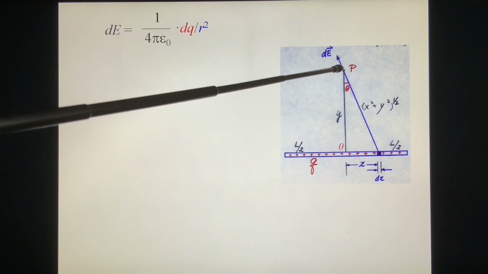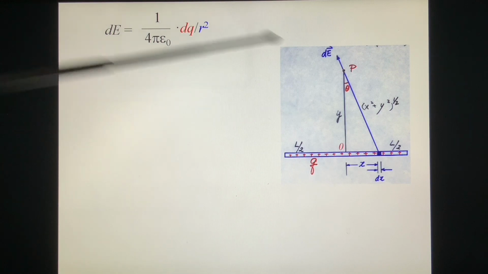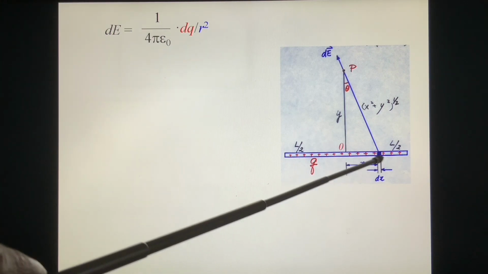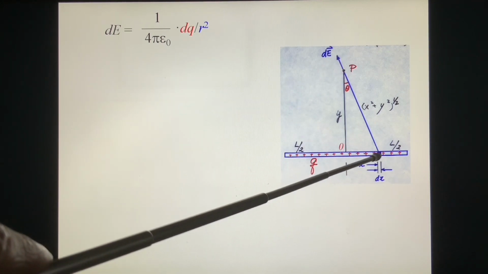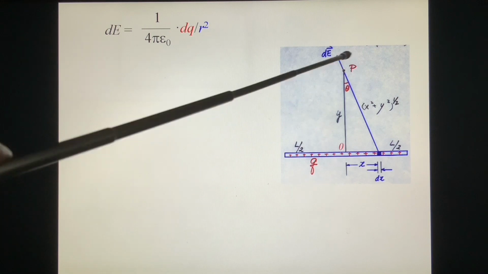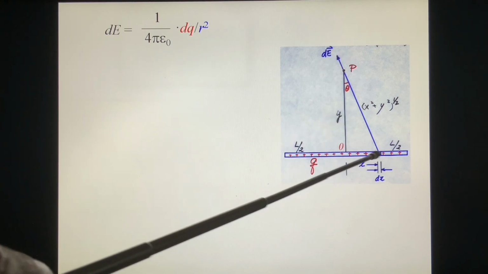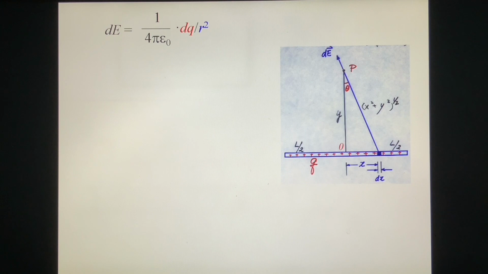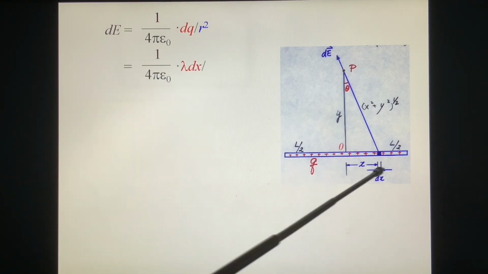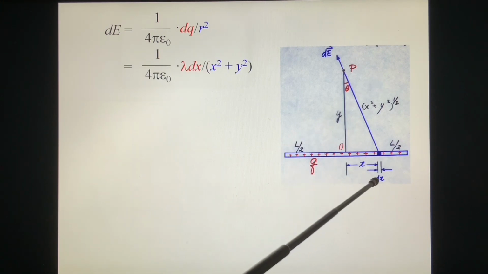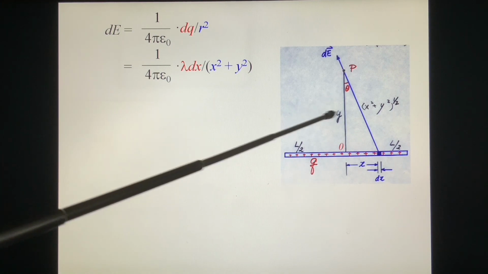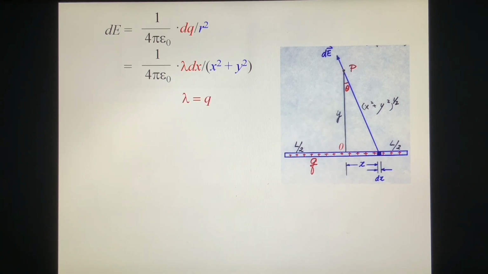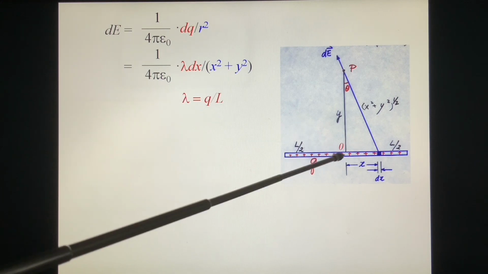The electric field at P is equal to 1 over 4 pi epsilon 0 dq over r squared. This r is the distance from P to this point, which in this question is equal to the square root of x squared plus y squared. And the dq is equal to lambda dx. Lambda is the linear charge density, which is equal to Q over L. All right, so this is dE.